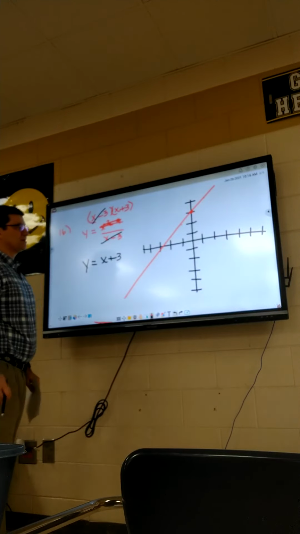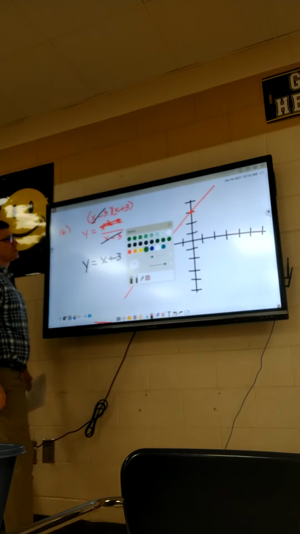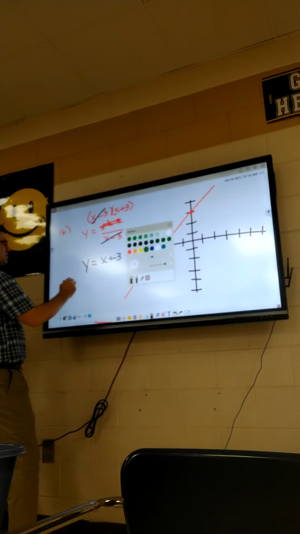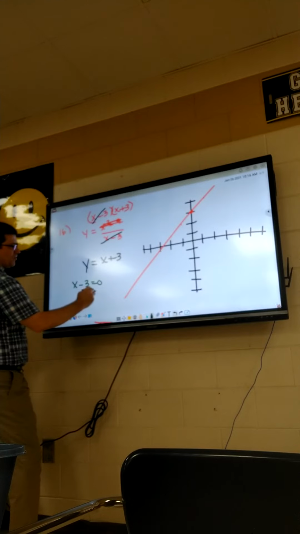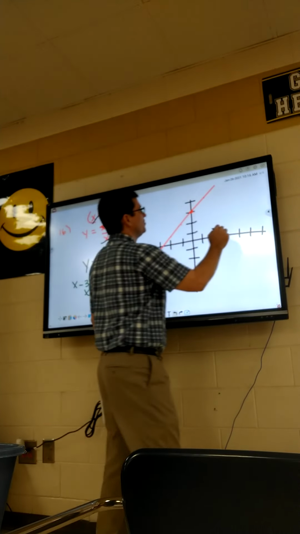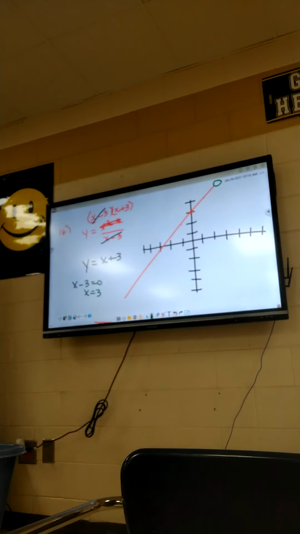All right, Mason, let's see if you can find where the hole goes. Positive 3. Mason says the hole goes at positive 3. I think he's right because we crossed out x minus 3, set it equal to 0, and moved it over. So yes, 1, 2, 3, the hole goes up there. All right, y'all got some of those tomorrow on the test.